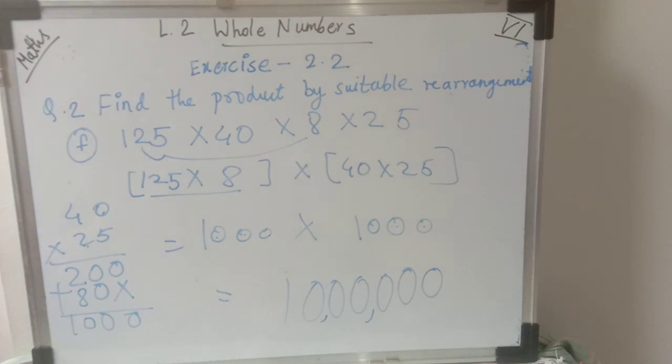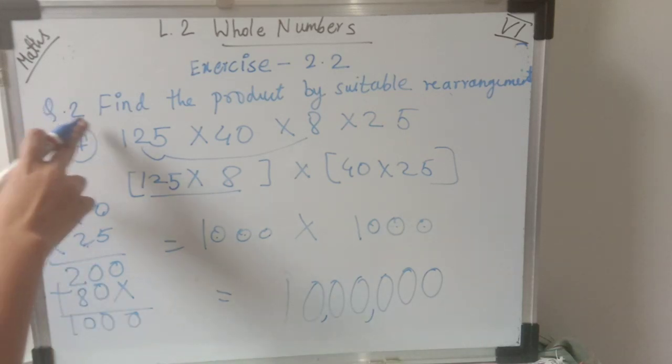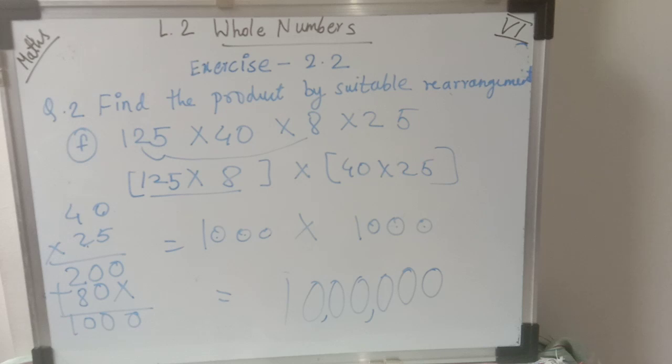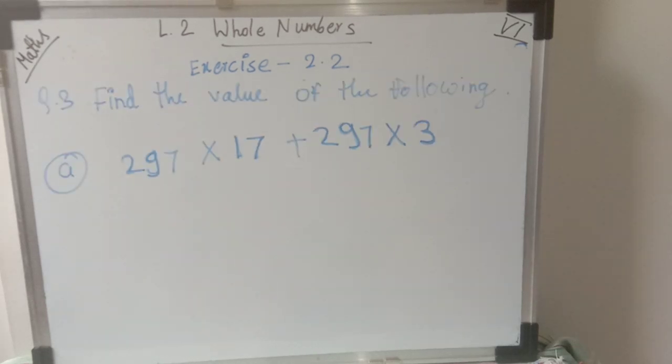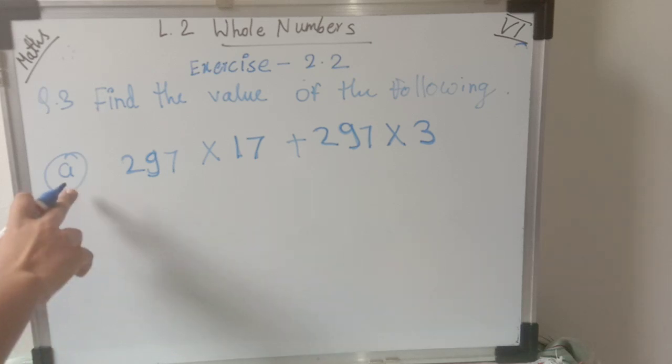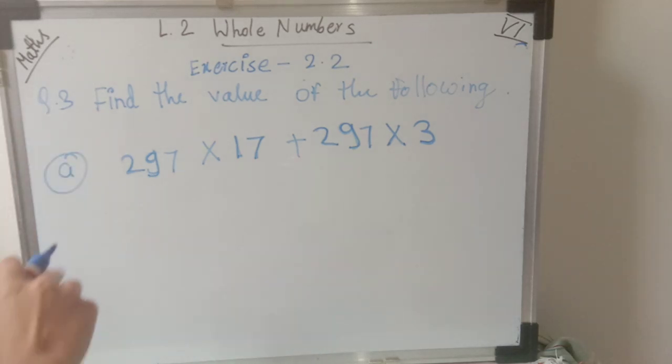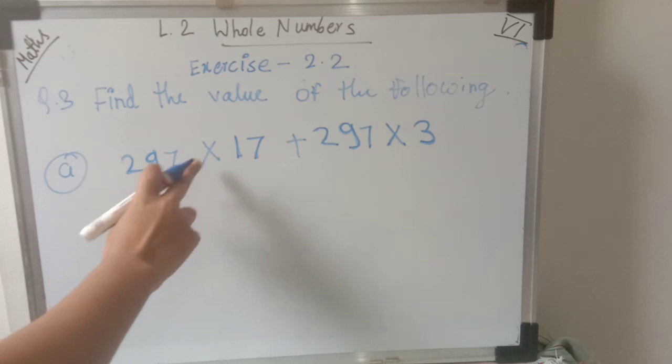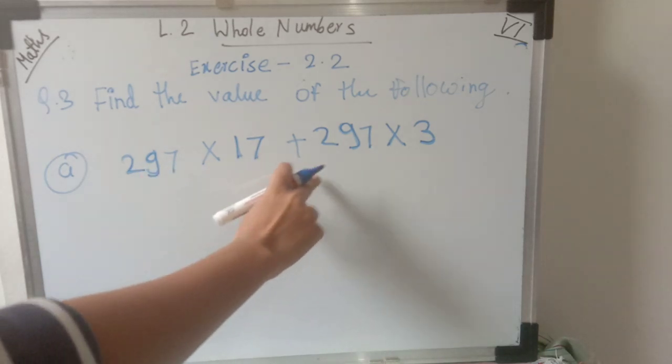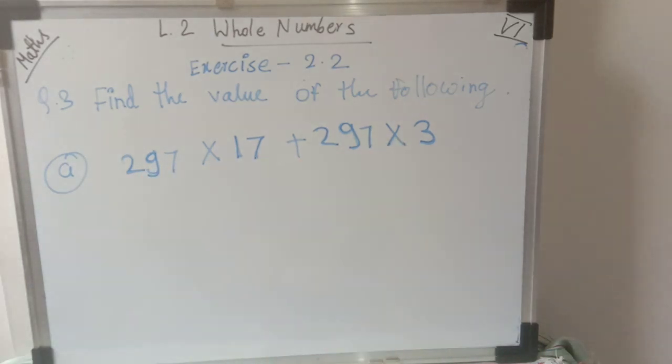So we have solved all the examples from question number 2. Now let's see the question number 3 where we have to see the different property. Okay. Now question number 3 is find the value of the following. Means here question A from question number 3 is 297 multiplied by 17 plus 297 multiplied by 3.